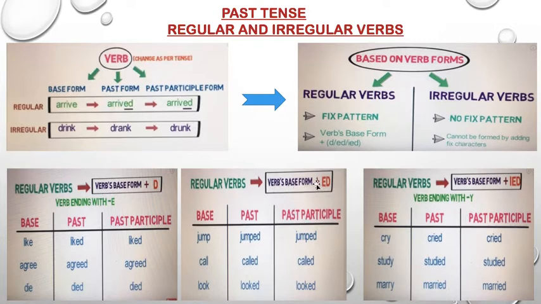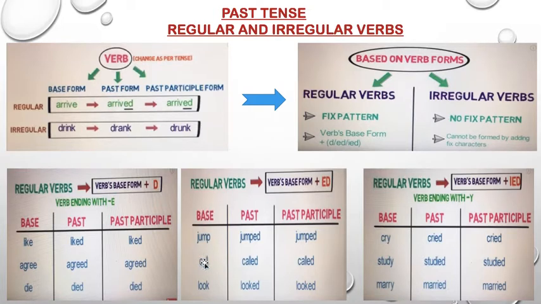Verbs base form plus ed. Base form of the verb plus ed. So what is the base form here? Jump, call, look. So here what we are doing, because there is no e at the end of the word, that's why we are adding ed to the verb. Okay, jump, jumped, jumped. Past will be jumped, past participle will also be jumped.